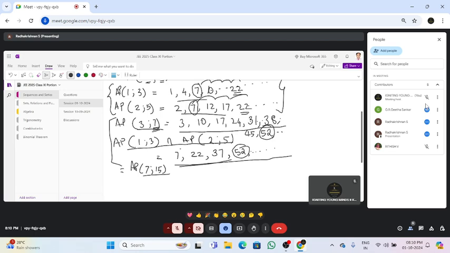LCM of 15 and 7. So what is that? 105, and the common difference is 105. So the second term will be 157, A plus D.